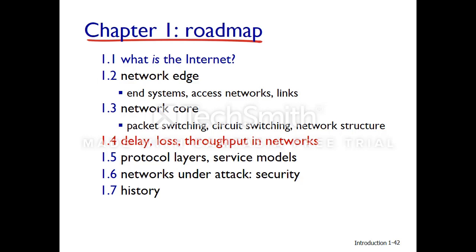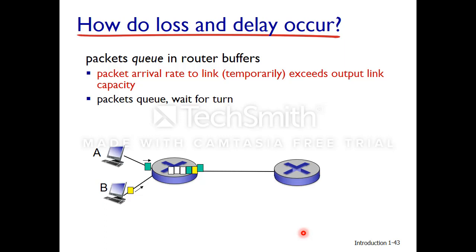In this video, we're going to talk about delay, loss, and throughput in networks. So, how do packet loss and delay occur? Well, packets are going to queue up in router buffers. And if the packet arrival rate to a link temporarily exceeds the output link capacity, the packets have to queue up and wait for a turn.